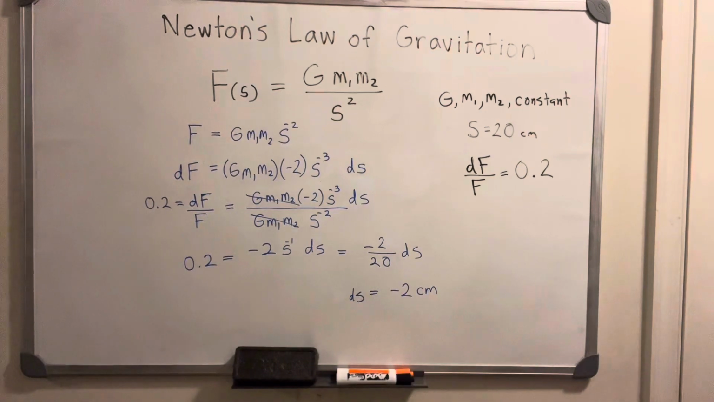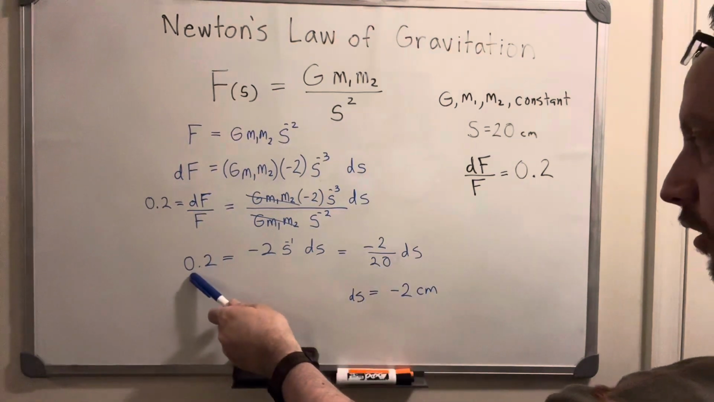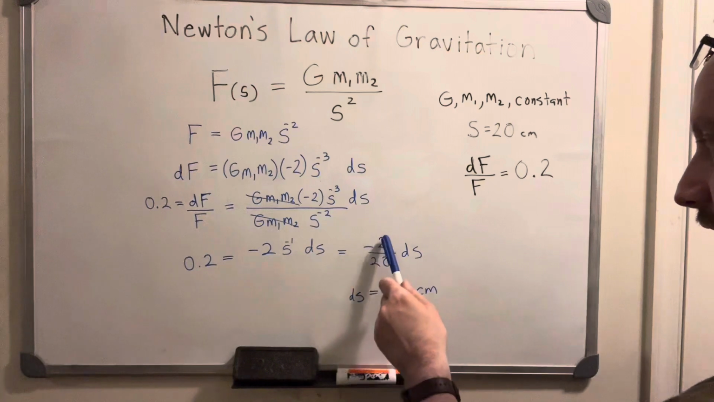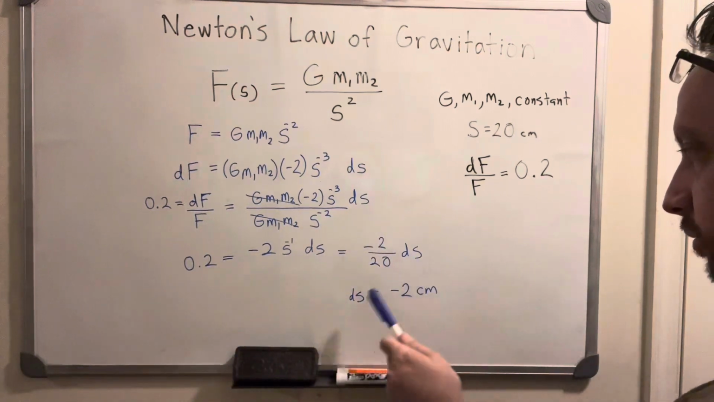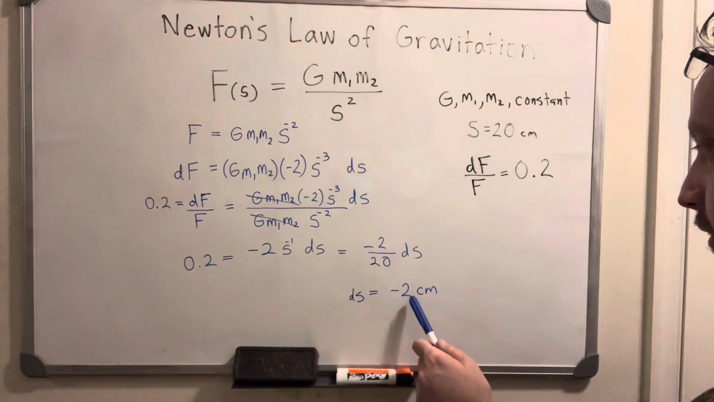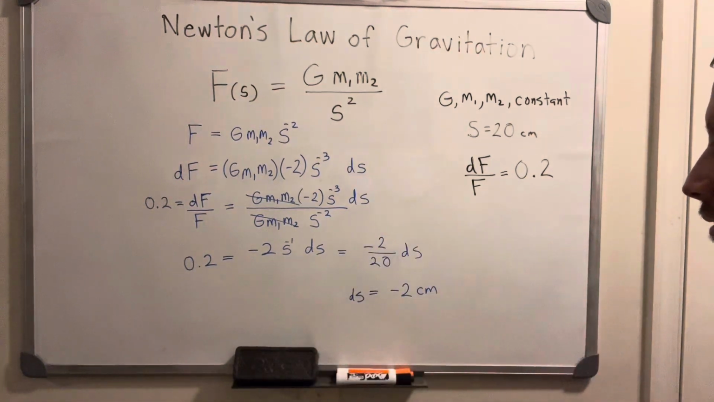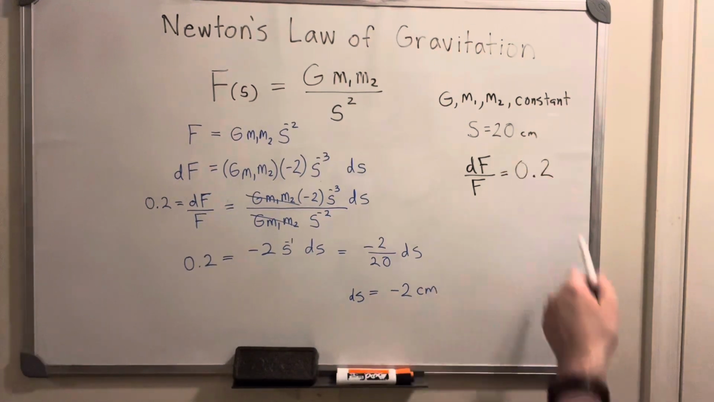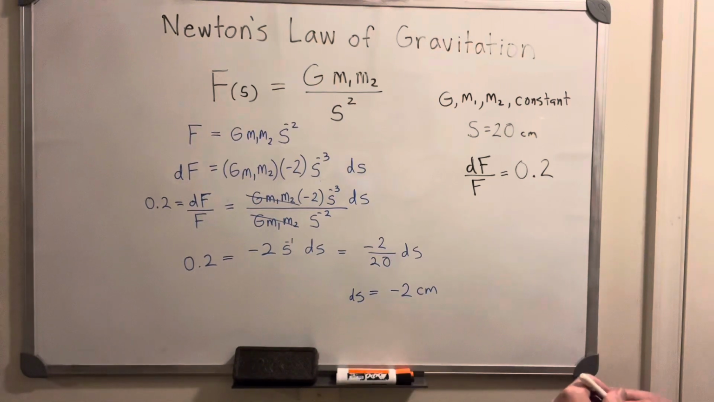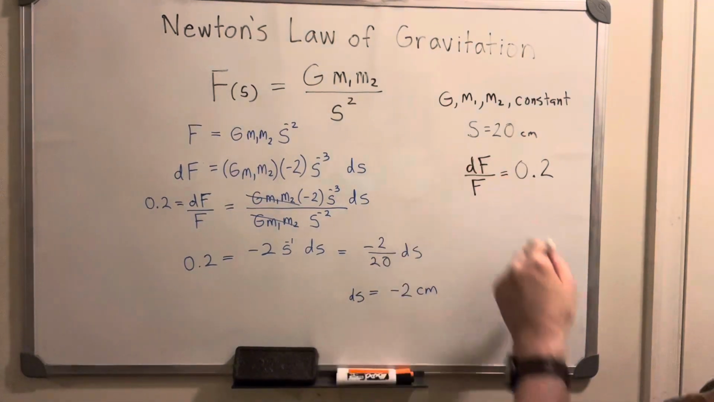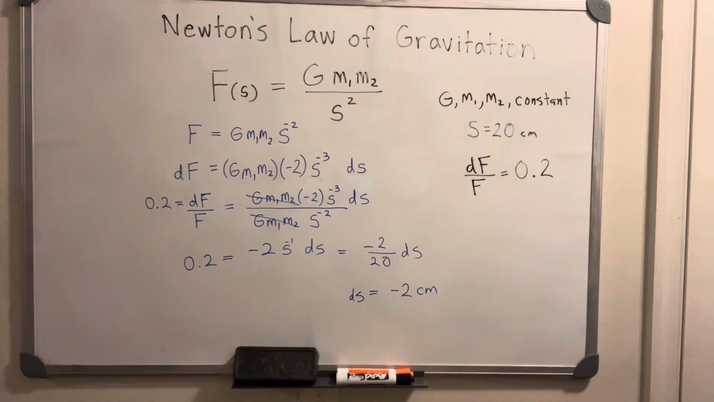And so multiplying 0.2 times 20 divided by minus 2, I get ds is minus 2 centimeters, which means that the two mass particles got closer by 2 centimeters, which led to a percent increase of force between them of 20%.